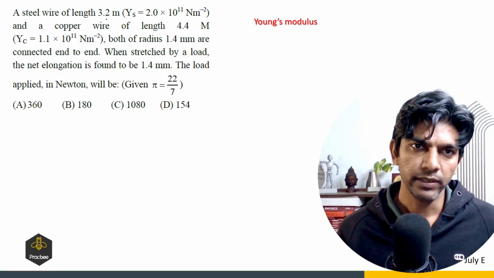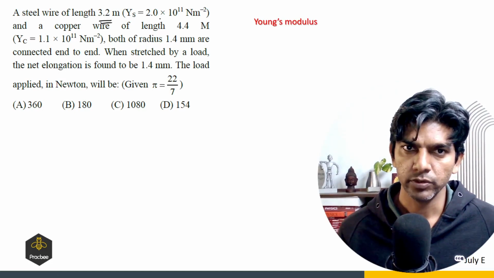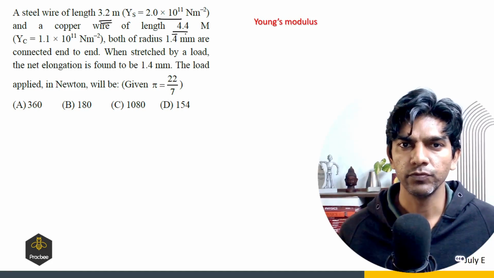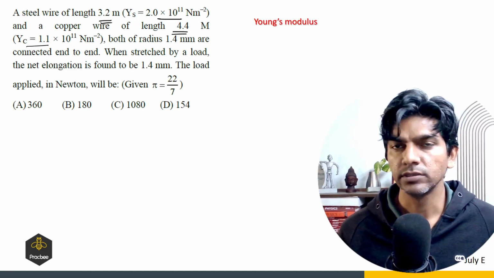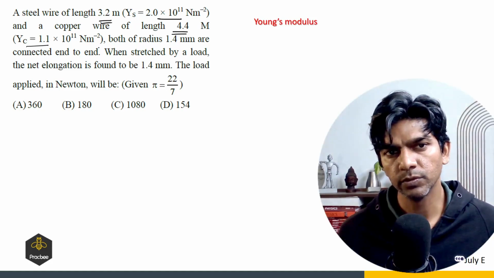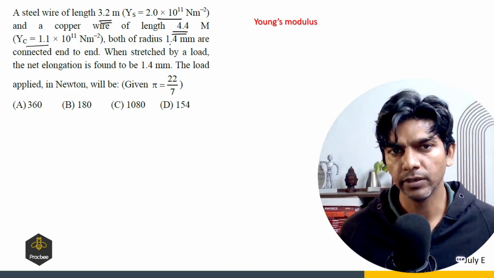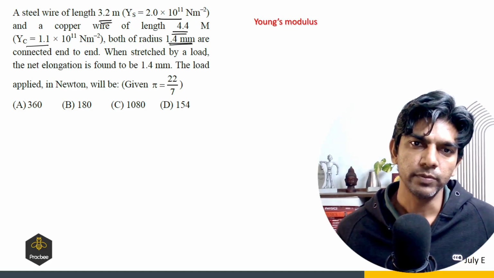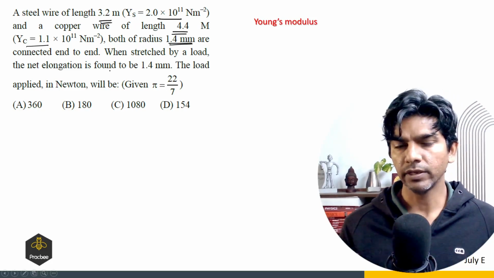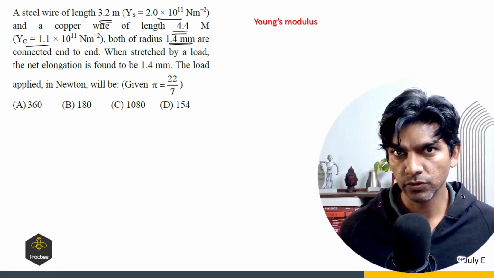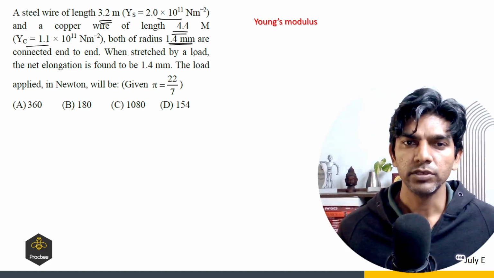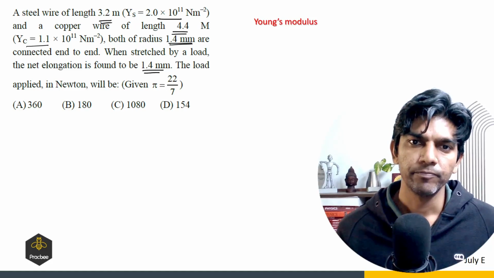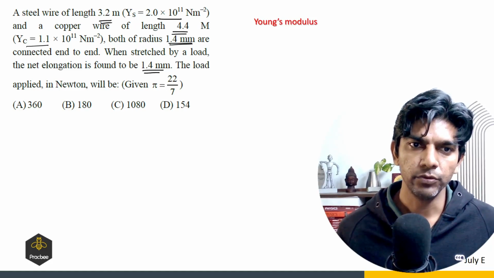Okay, a steel wire of length 3.2 meters, whose Young's modulus is 2 × 10^11 newton per meter square, and a copper wire of length 4.4 meters, whose Young's modulus is 1.1 × 10^11 newton per meter square, both of radius 1.4 millimeter, are connected end to end. So when we are connecting wires end to end, the tension we can assume is the same in both wires. When stretched by the load, the net elongation is found to be 1.4 millimeter. The load applied in newton will be?